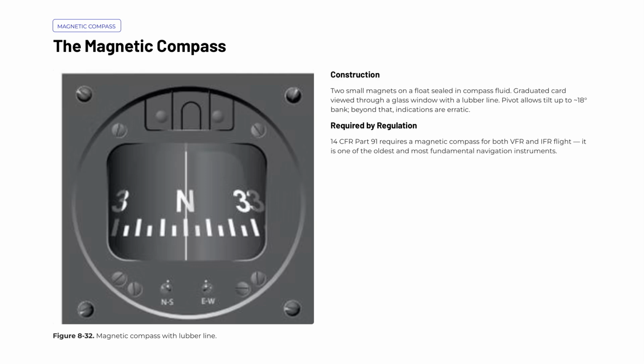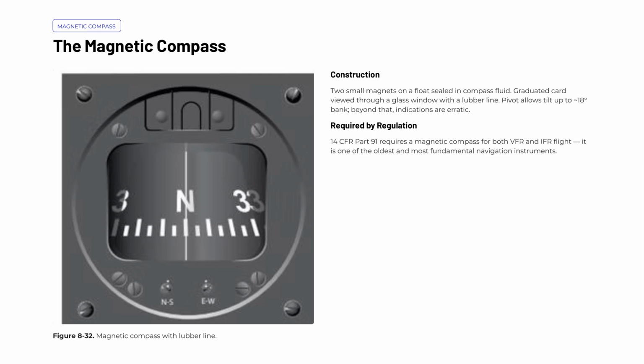The pivot mechanism allows the compass to remain functional during normal maneuvering, tolerating bank angles of up to approximately 18 degrees. However, once you exceed that, the compass indications become unreliable and erratic. This limitation is important to understand, especially during steep turns or unusual attitudes.